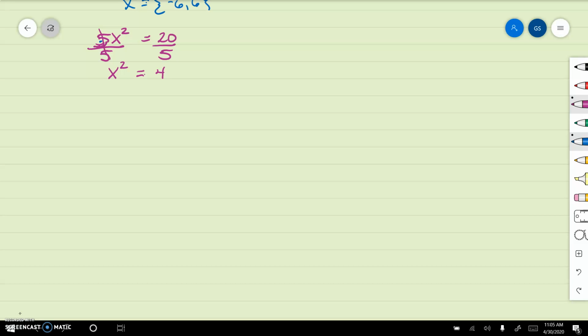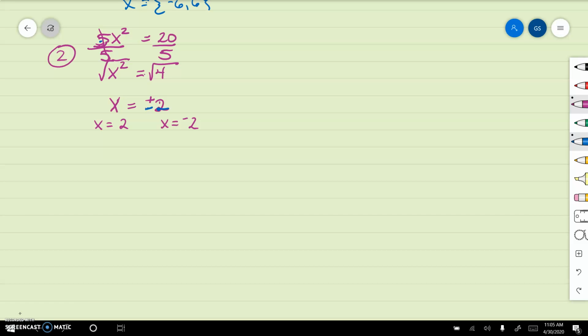Now, to undo that square, we take the square root on both sides, and we get x equals, well, this is the square root of 4 is 2, but remember, it could be a positive 2 or a negative 2. So we write it like this. What it really means is x equals 2, x equals negative 2, okay? Plus or minus 2. It's a short way of writing that, and that was example 2. I'm doing 5 examples today.